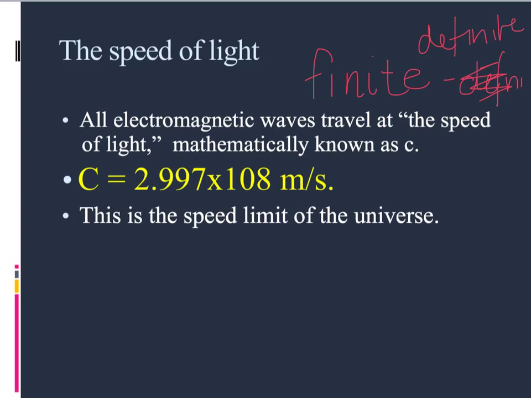And this speed of light, we mathematically use the letter c for. It should be 10 to the 8th up here, not 108. So 2.997 times 10 to the 8th meters per second. And sometimes we just abbreviate it as 3 times 10 to the 8th meters per second. So that's very, very fast. And what's really special about light is it turns out that this is the speed limit of the universe, meaning we know nothing that travels faster than the speed of light.